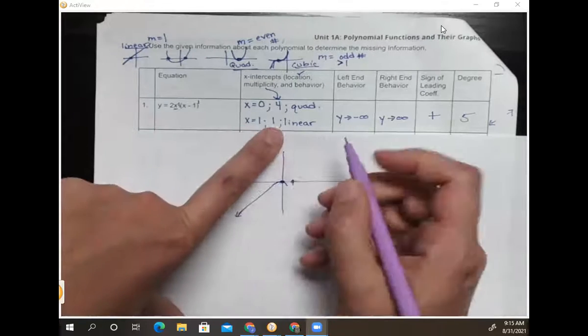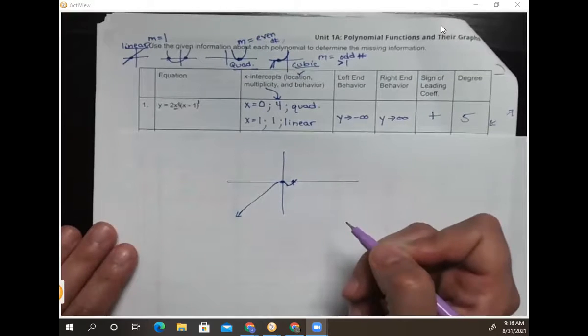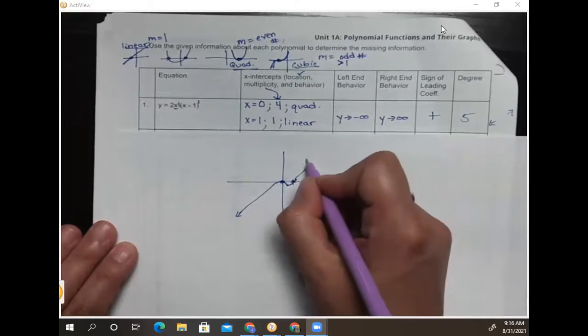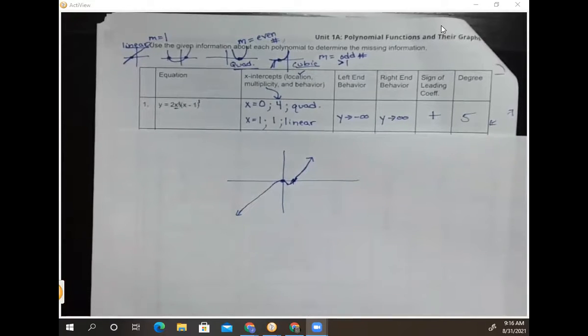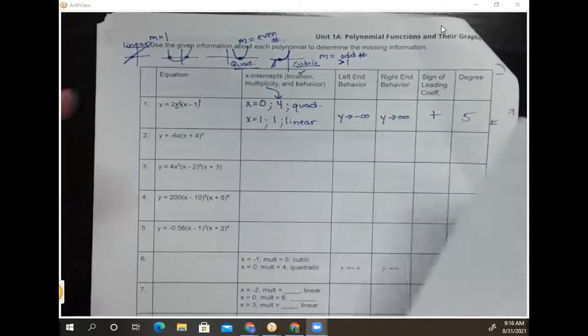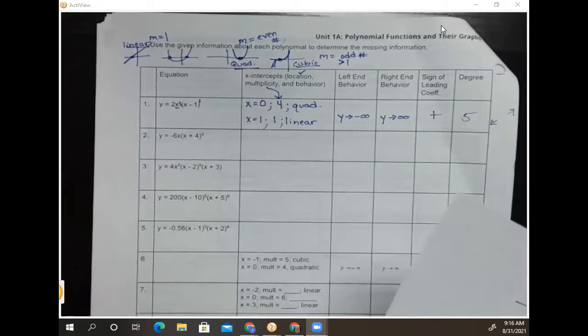And then at 1, I've got linear behavior. So I've got to turn around and cross through that x-intercept, and then I end up. So without typing this graph in my calculator, I know it's got to look like that. That's all the information that we get here. Does that make sense? So I'm not going to do this for every problem, but for any problem on this page, I could sketch you a pretty decent graph of what that function is going to look like.